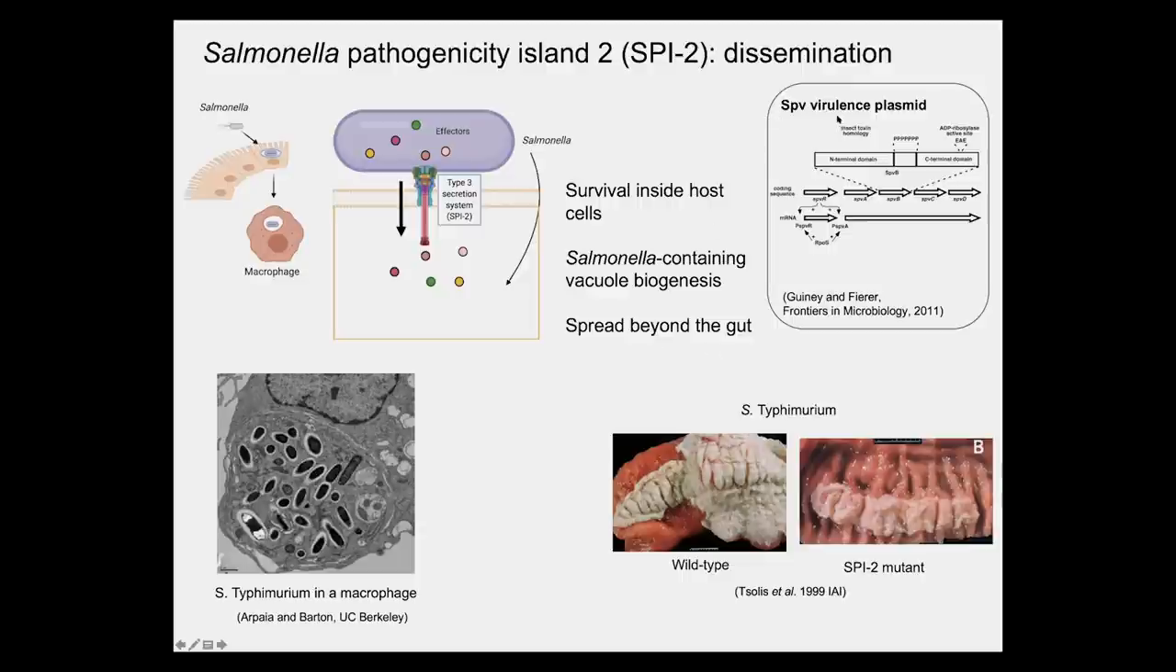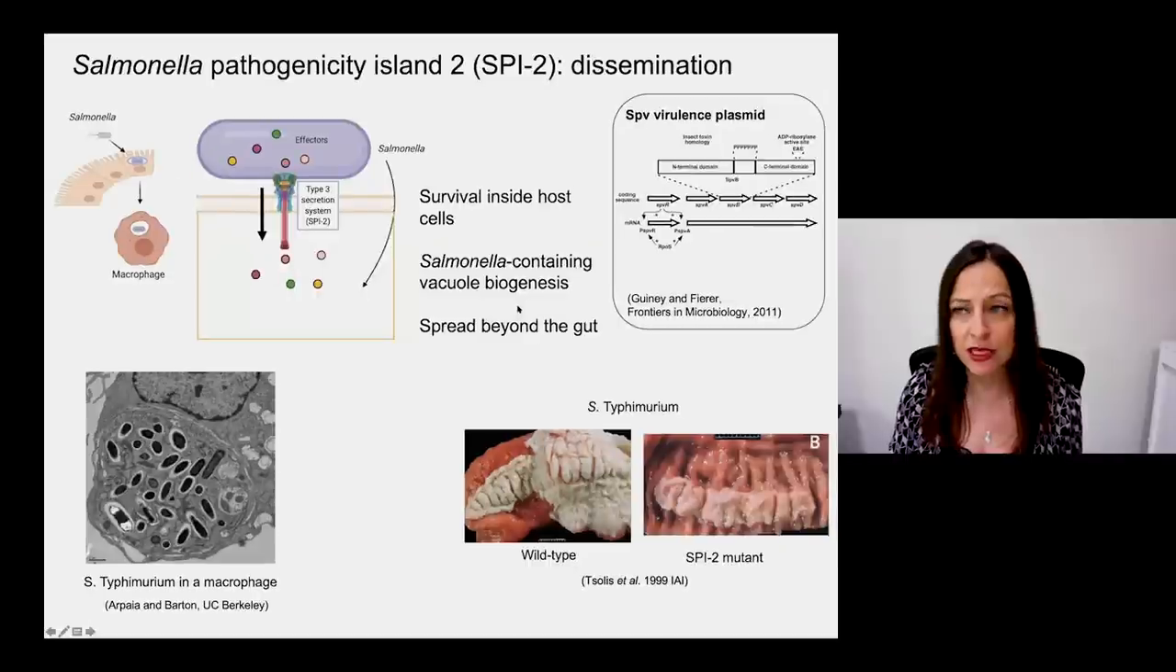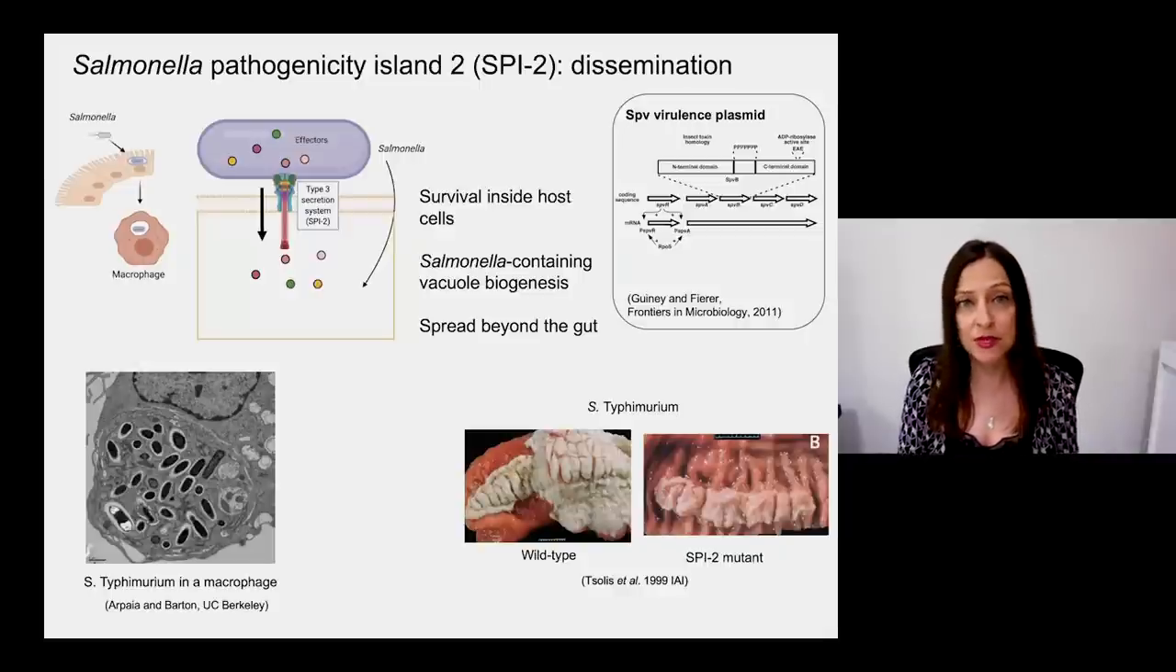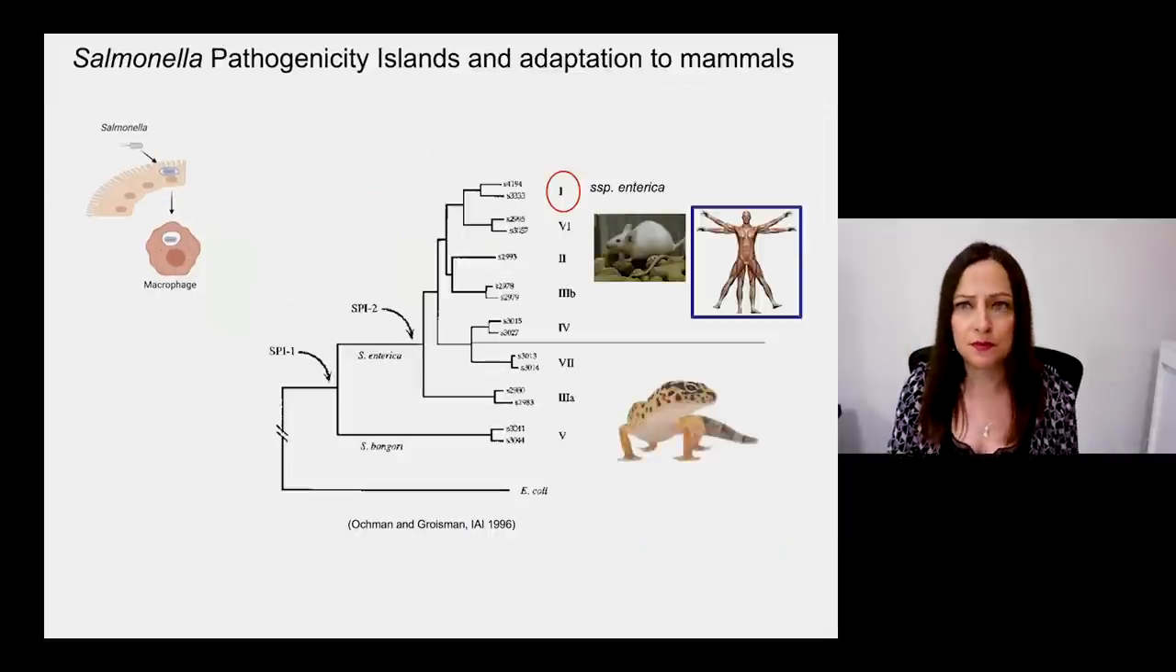I'd like to mention also the SPV virulence plasmid. This has been widely studied here at UCSD by Donald Guiney and Josh Fierer, and some of the SPV encoded genes are actually effectors of SPI-2. And this virulence plasmid is correlated with Salmonella dissemination in humans. So strains that have the virulence plasmid are capable of disseminating and causing bacteremia.